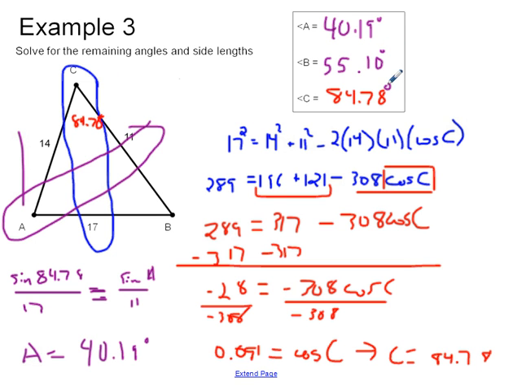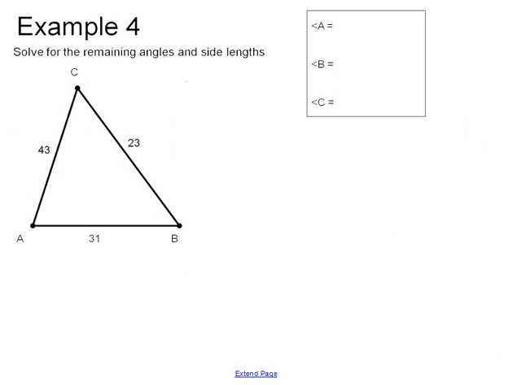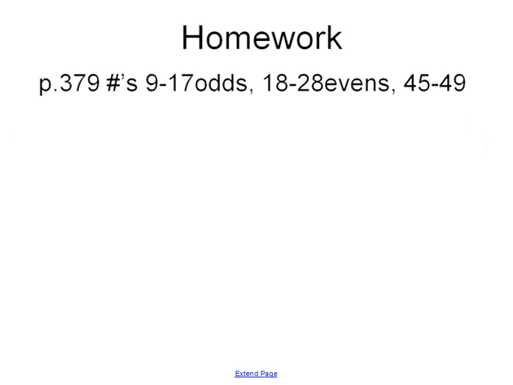So that's how you would use the law of cosines for a problem with no angle measures given. That concludes this. So we're out of time. We'll do this one in class. And then here's some extra practice problems.